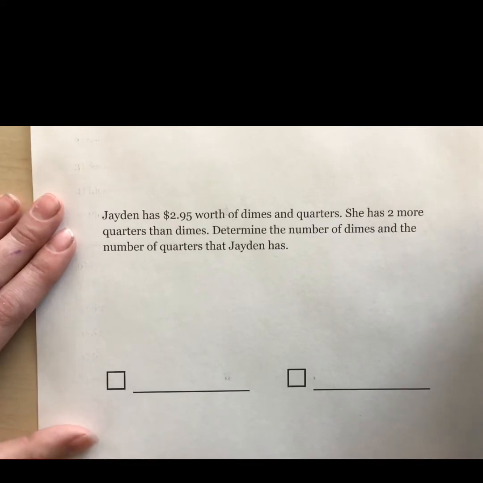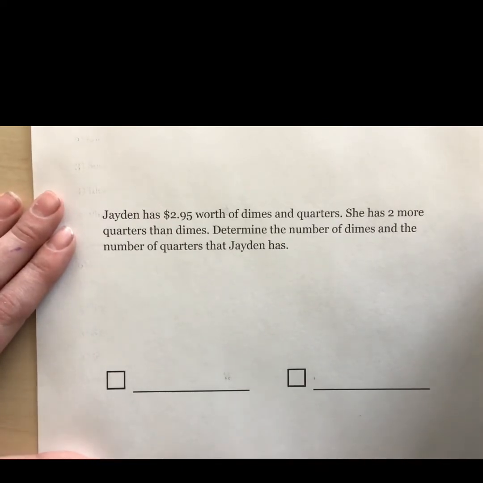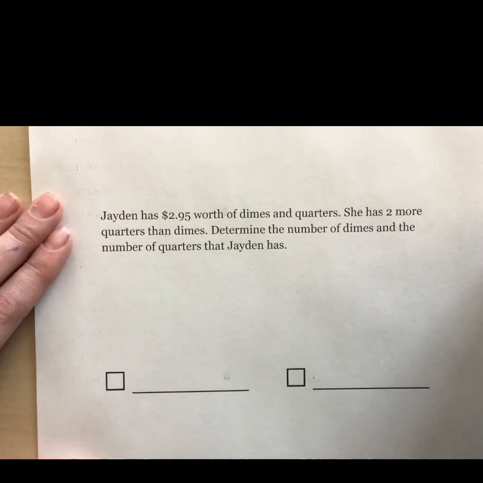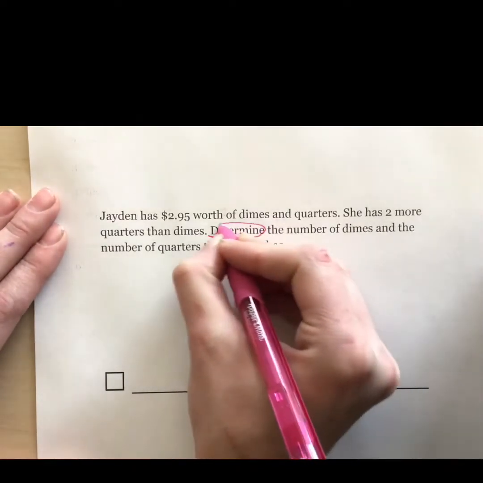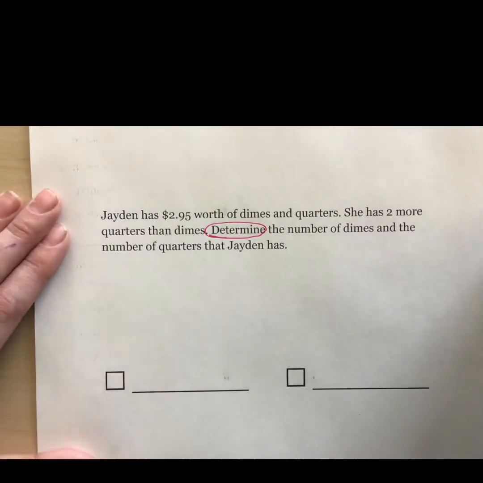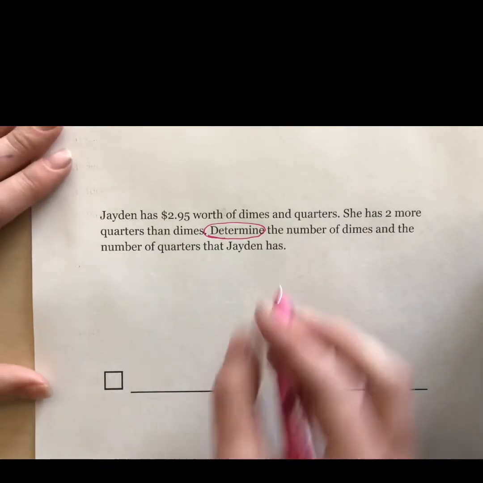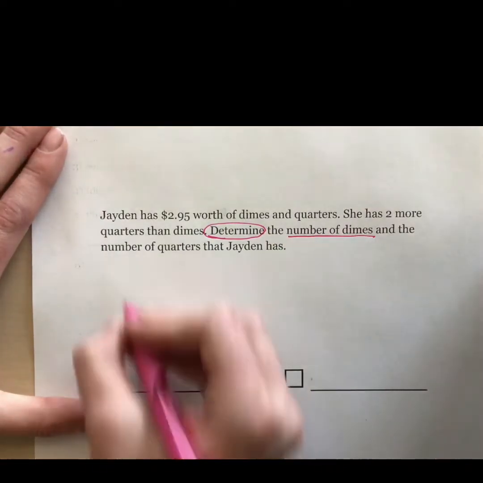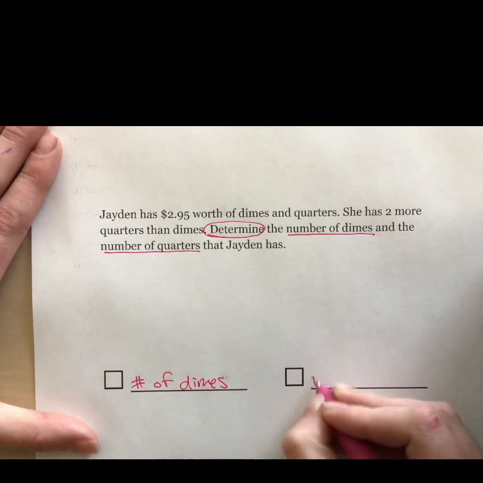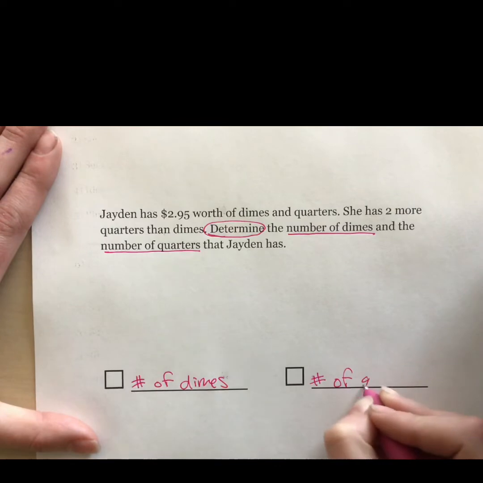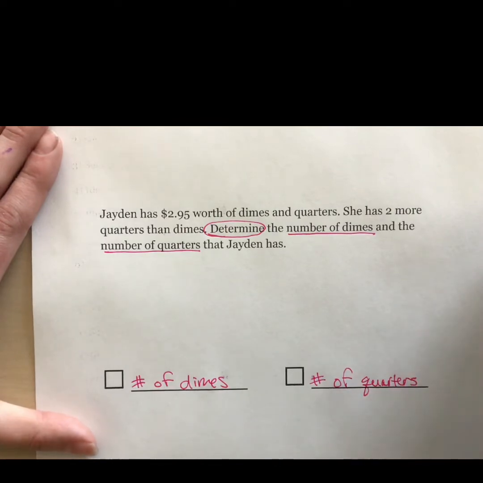All right, well, back to our steps of solving this. We said the first step is to figure out what we're trying to find. And the reason why I call it determine is because our sentence starts off with the word determine. When we're talking about systems of equations or we're trying to solve for multiple variables, they always want to use the word determine, find, solve. Those are all going to be the same thing. So we need to determine the number of dimes and the number of quarters. So on our blanks down here, I'm just going to write number of dimes and the number of quarters, because those are the 2 things we are trying to find.